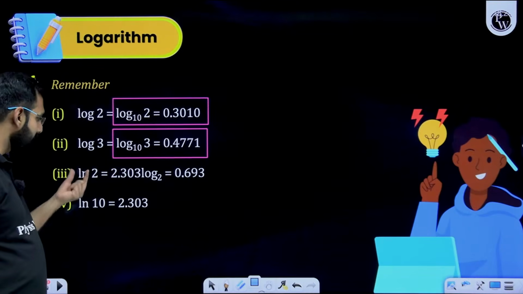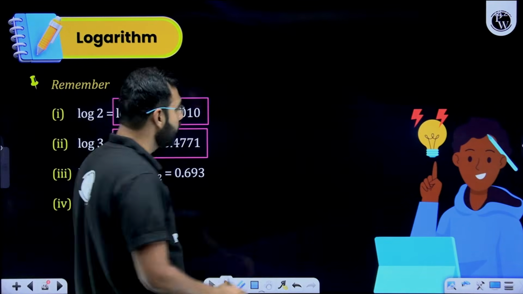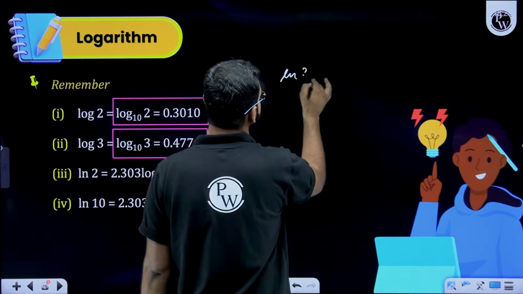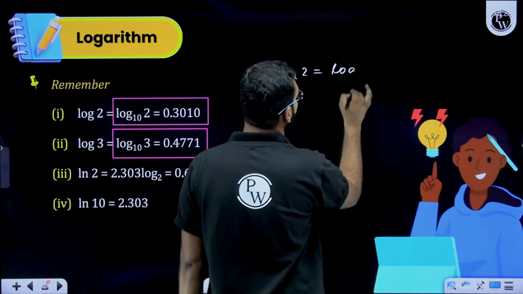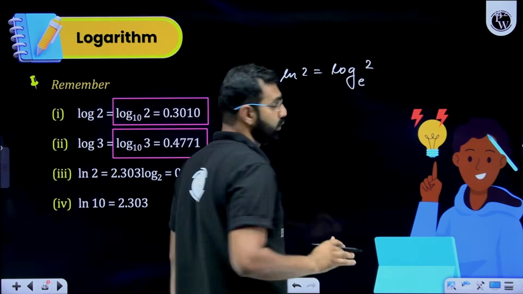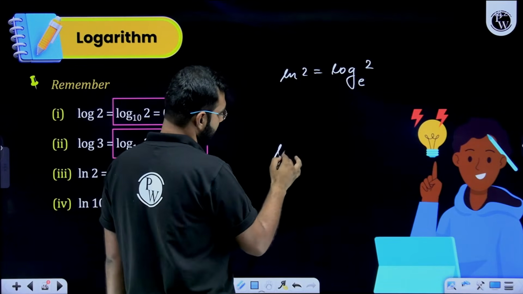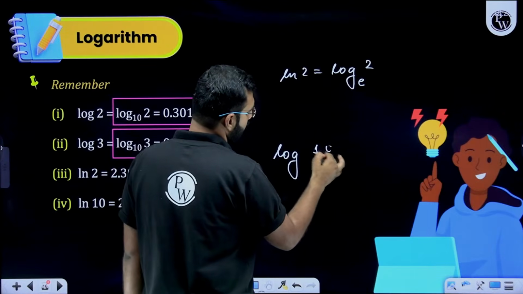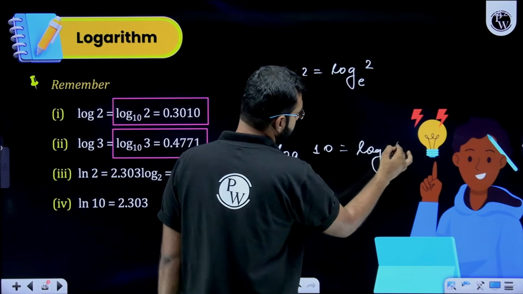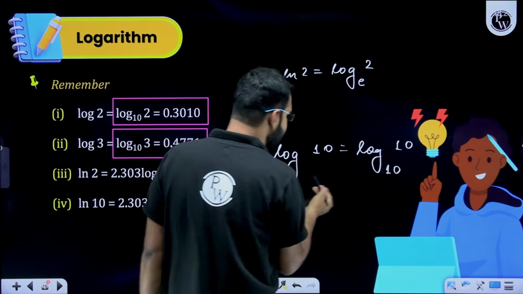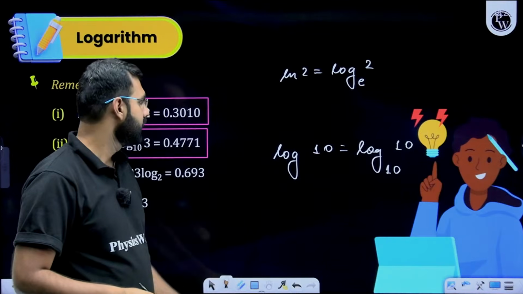Yes, do remember, if I write ln 2, what is ln 2? Conventionally in mathematics, if I'm writing ln 2, it means log 2 at base e. So two things are there. If the base is not defined, let's say if I write log 10, then always remember it means log 10 at base 10. So if the base is not written, conventionally the base is 10.